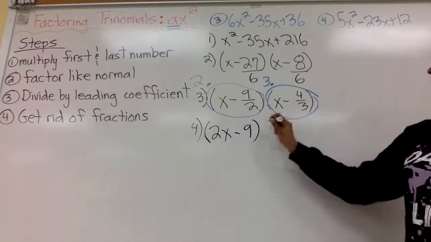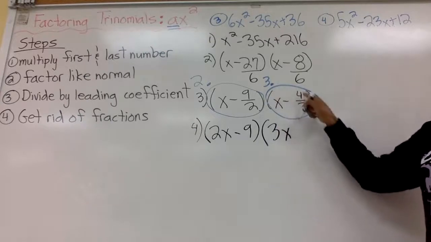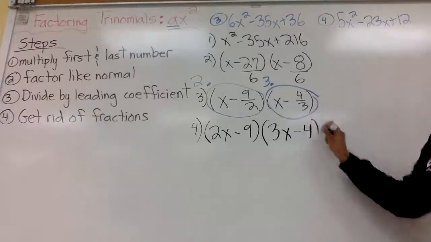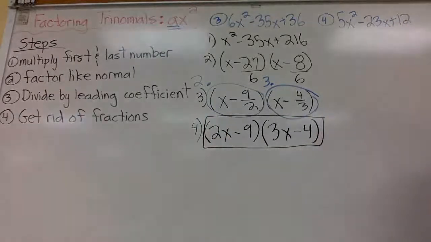Feel free to use a calculator if you need to. 3 times x is 3x. And 3 times -4/3 is -4. So this is our final answer.